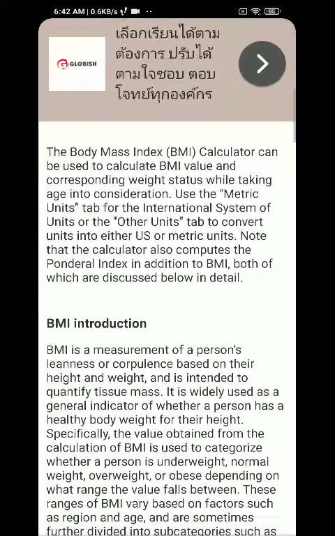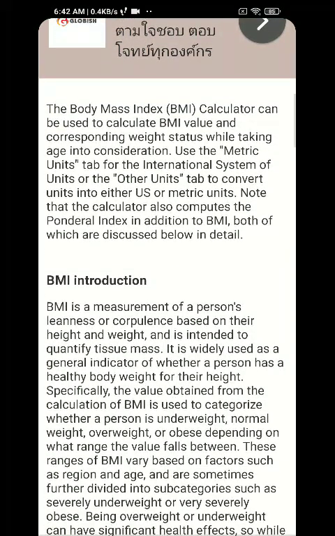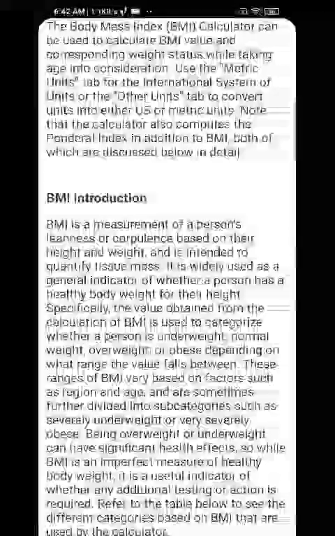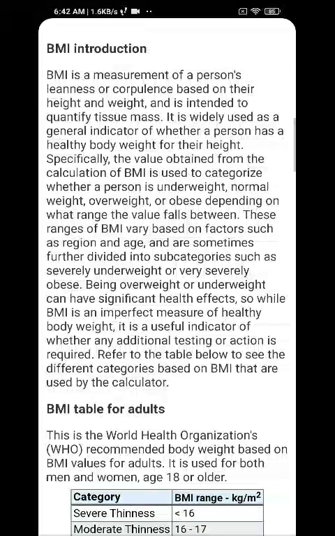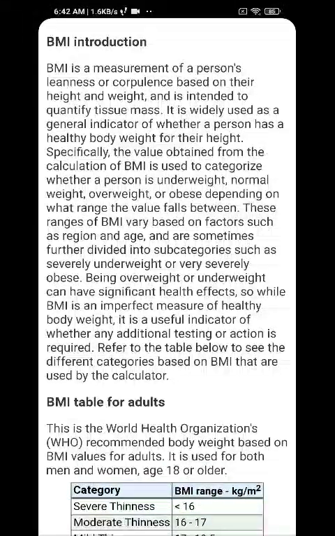The body mass index calculator can be used to calculate BMI value and corresponding weight status while taking age into consideration. So anyhow, let's go into this one. BMI introduction. BMI is a measurement of a person's leanness or corpulence based on their height and weight and is intended to quantify tissue mass. It is widely used as a general indicator of whether a person has a healthy body weight for their height.